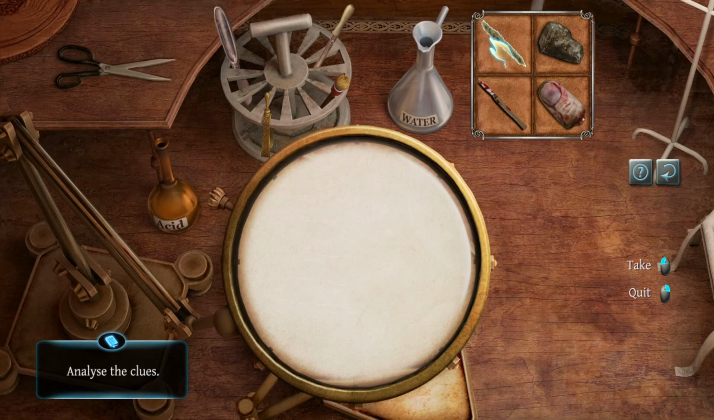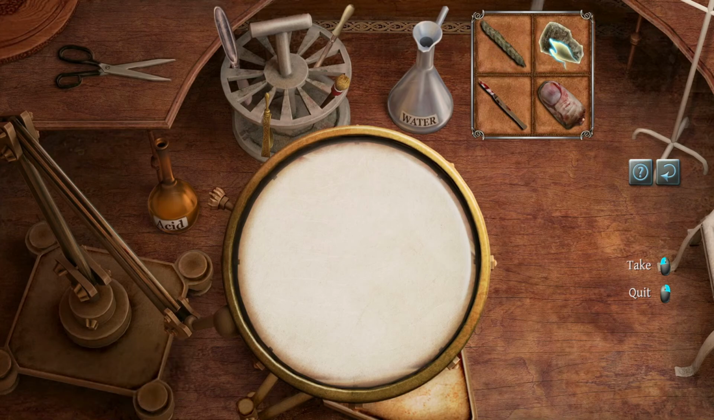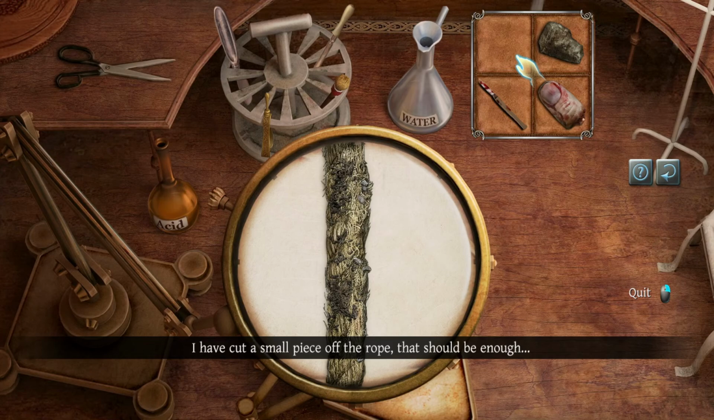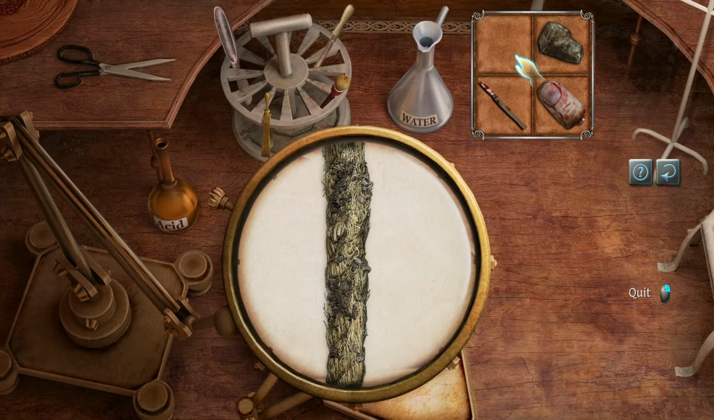We have, I think, a piece of rope, a rock, a scalpel, and a finger, which apparently wasn't the Bishop's. So either it's the perpetrator or somebody is carrying around some extra fingers. Anyways, let's start with the rope. I have cut a small piece off. That should be enough. So what do we have? Scissors. Can we use acid? Scalpel.